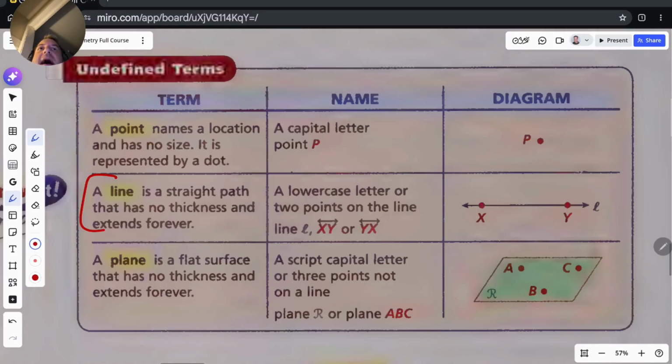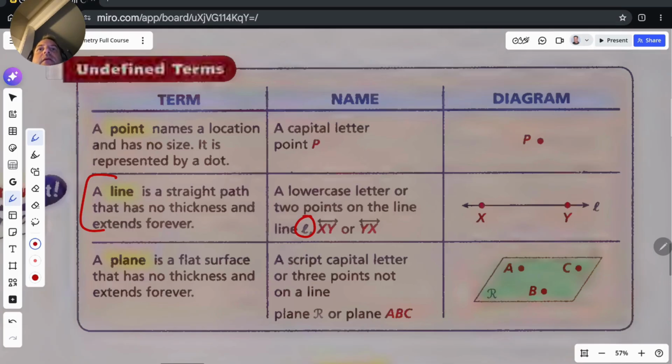Now let's take a look at our second row. A line is a straight path that has no thickness and it goes on forever in both directions. So imagine a perfectly straight road that never ends. That's what a line is like in geometry. Now there are two ways to name a line. The first way is to use a single lowercase letter, like line, that's the cursive letter L here.